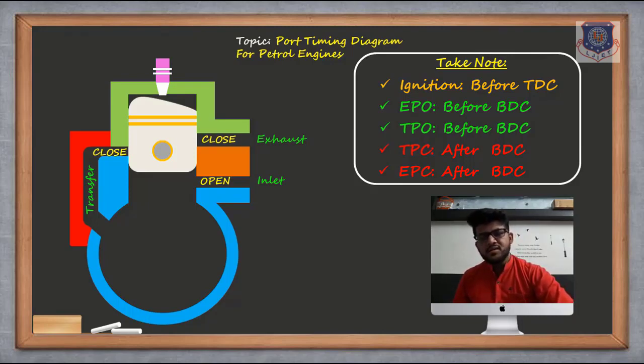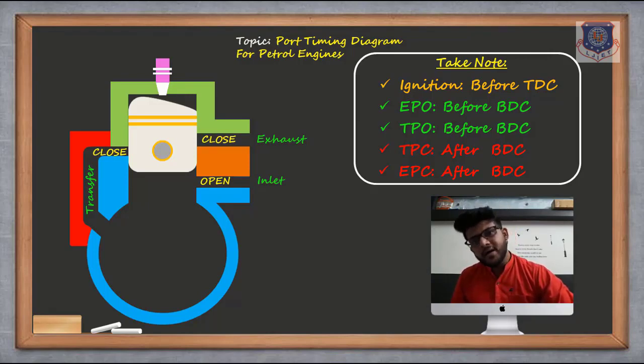First, the ignition is done before TDC. We will always start from the TDC. Thereafter the exhaust port will be opened. Thereafter the transfer port will be opened. EPO: O is for open and C is for close. EP means exhaust port, TP means transfer port. So first it will open the exhaust port before BDC. Thereafter it will open the transfer port before reaching BDC. Then it will reach BDC.